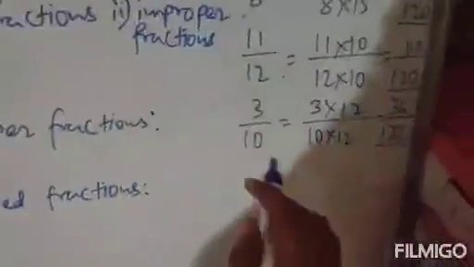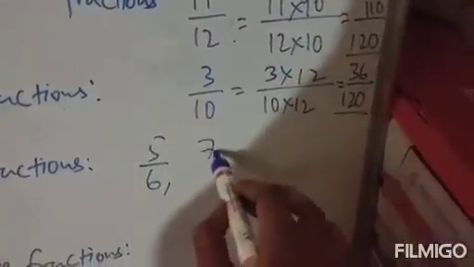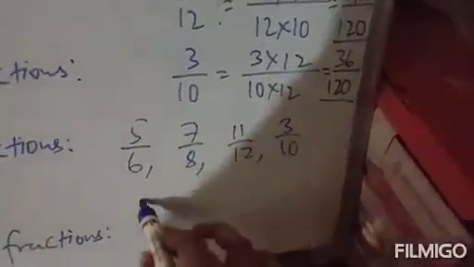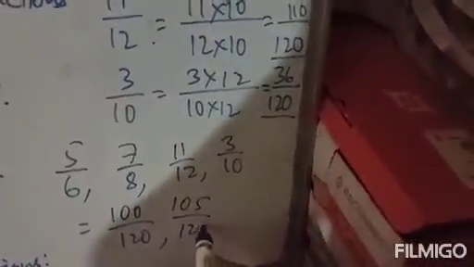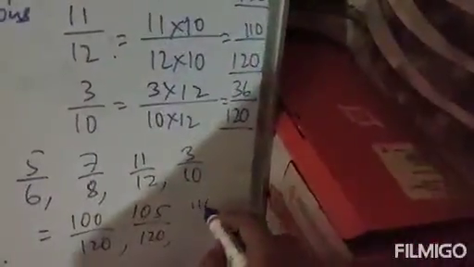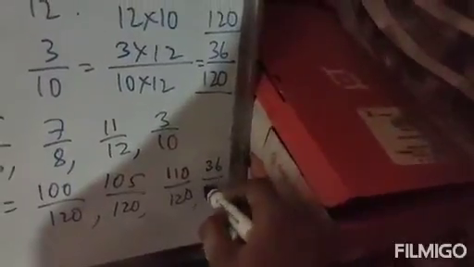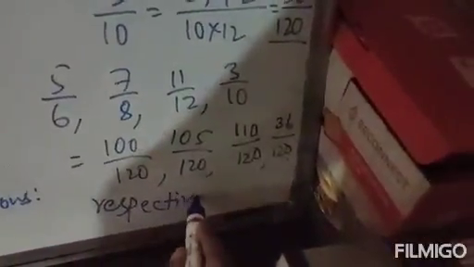So we can write, just write like this: 5 by 6, 7 by 8, 11 by 12, 3 by 10 equals to, so 5 by 6 means 100 by 120, comma 7 by 8 means 105 by 120, 11 by 12 means 110 by 120, and 3 by 10 means 36 by 120, and just write respectively here, respectively. So in this way we will solve these questions.